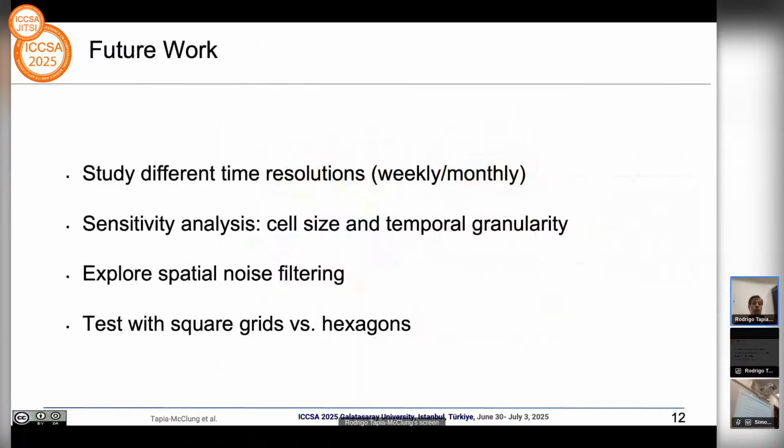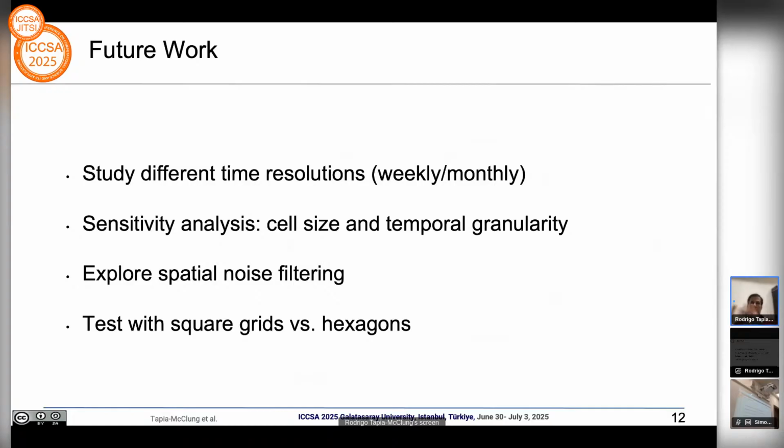Now, because we use this data aggregated yearly, there is no reason why we couldn't use it for different time resolutions, like weeks or months, to focus on more particular actions that have been taken and see if they are actually working or not. Another important thing that we are working on is the sensitivity analysis, how the cell size impacts the results of these trajectories.